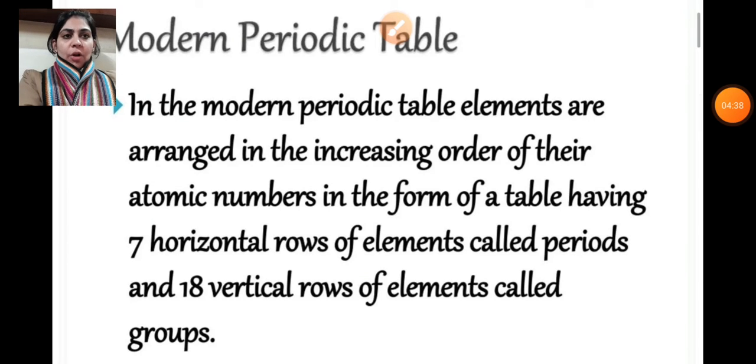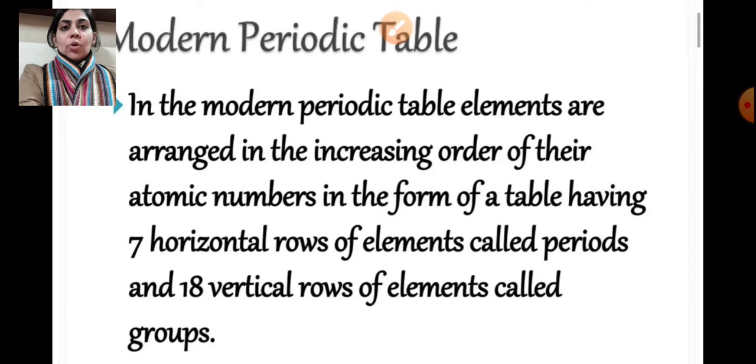So in the modern periodic table, elements are arranged in increasing order of their atomic number. What criteria did Henry Moseley take in the periodic table? He classified various elements according to the atomic number in the form of a table, and in his table there were 7 horizontal rows of elements. I showed you the periodic table on the screen. That periodic table has seven horizontal rows, and those seven horizontal rows are called periods, and 18 vertical rows, those 18 vertical rows are called groups.